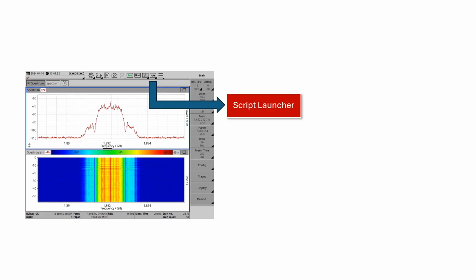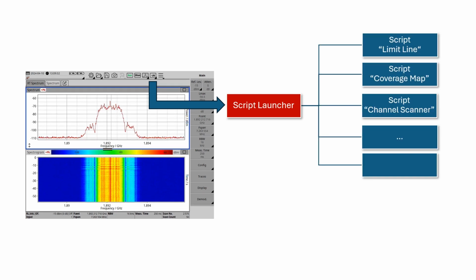The link between the SignalShark user interface and the scripts is the so-called script launcher. It is started by pressing the PY-soft key. The script launcher enables scripts to be executed without having to leave the SignalShark application. It can also group them to maintain clarity.